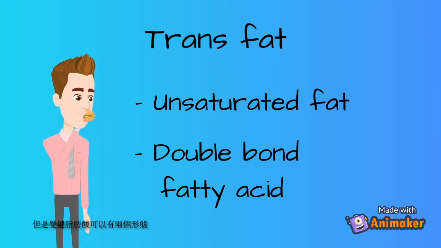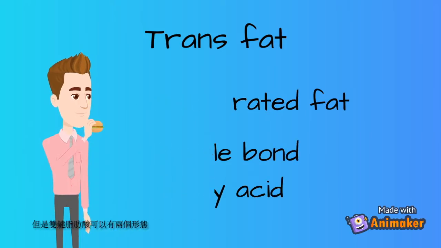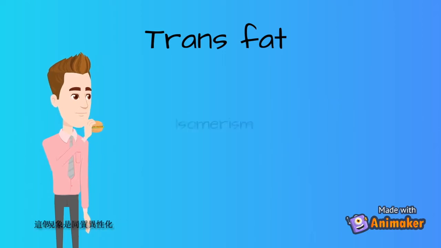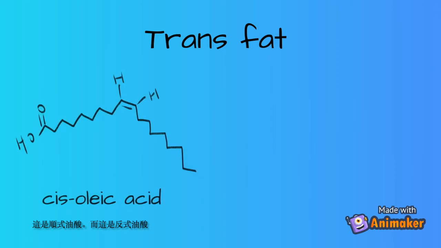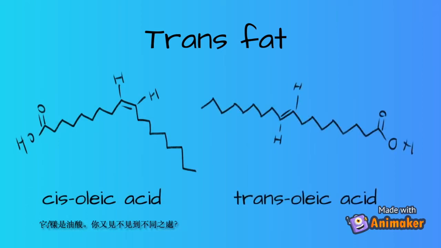However, 2 interesting forms can result in unsaturated fat. And this scenario is isomerism. This is cis-oleic acid. And this is trans-oleic acid. They are also oleic acid. Can you see the difference between them? In the cis form, 2 bulky structures are on the same side, while in the trans form, the bulky structures are on opposite sides. Therefore, trans fat is the trans conformation of the unsaturated fatty acids.